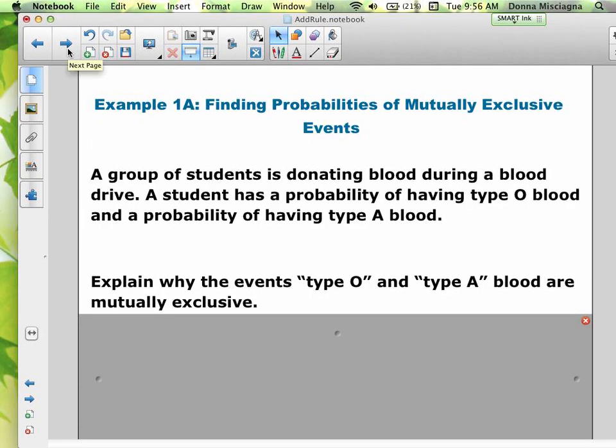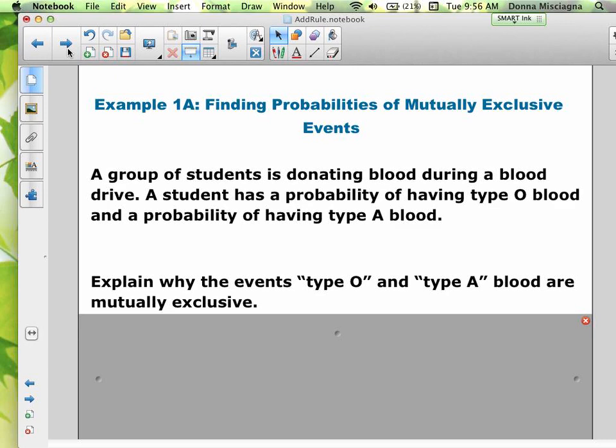All right, so we're finding the probabilities of mutually exclusive events. A group of students is donating blood during a blood drive. A student has a probability of having type O blood and a probability of having type A blood. Explain why the events type O and type A blood are mutually exclusive.